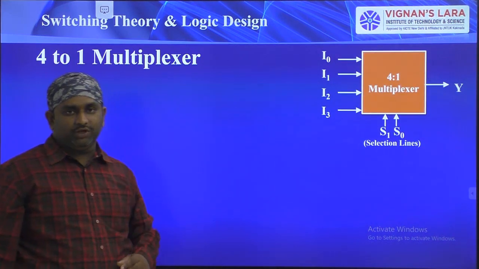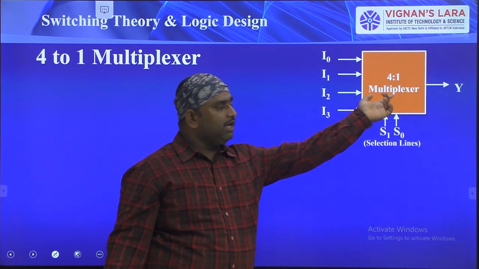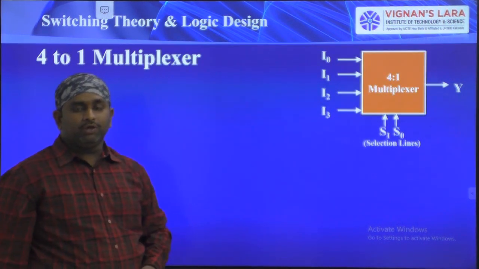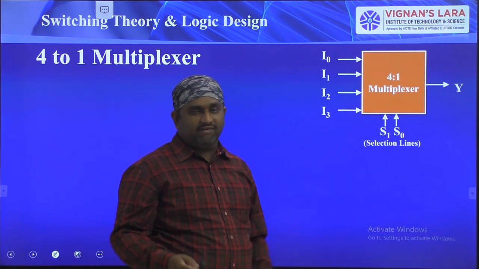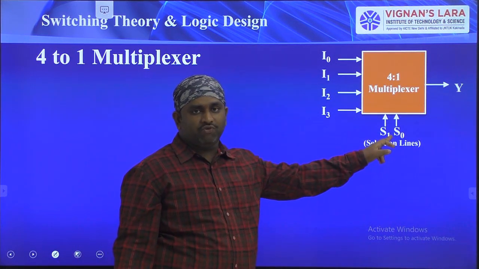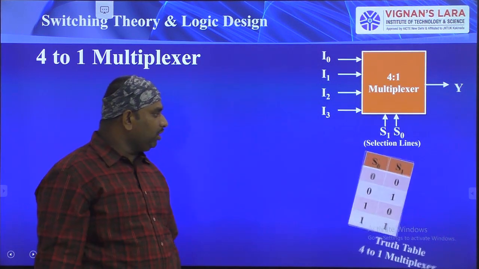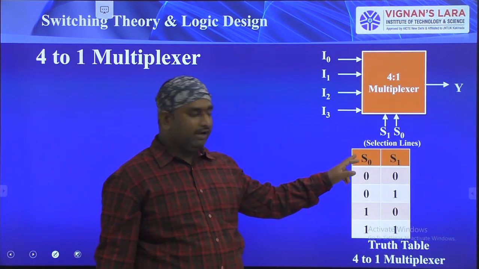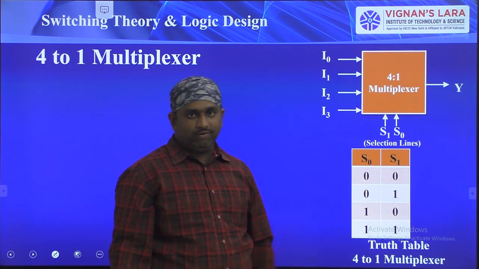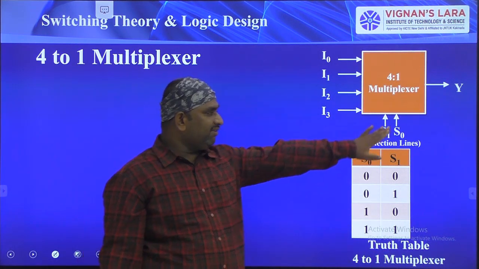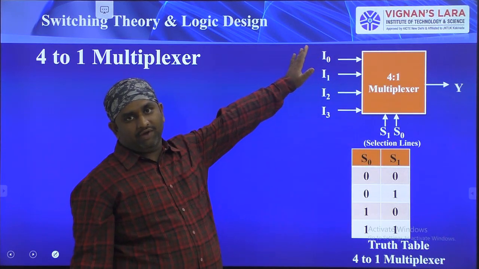Now this is a 4:1 multiplexer. It has 2 selection lines, it has 4 input lines, and 1 output. Now coming to the truth table for this one. Take the possible combinations of S0, S1, like 0 0, 0 1, 1 0, 1 1. So 4 input combinations are available for the selection lines. These 4 combinations are representing 4 values.